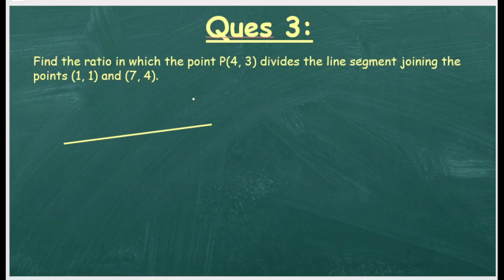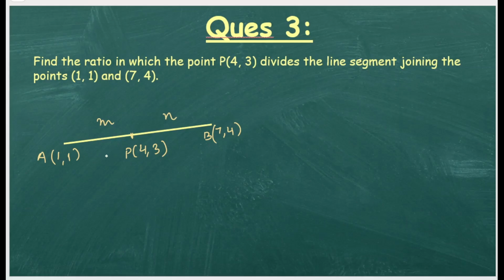Now this is a different question in which we need to find the ratio in which the point P (4, 3) is dividing the line segment joining the points (1, 1), so let this point be A, and the point (7, 4), and let this point be B. And in this case, we need to find m is to n.